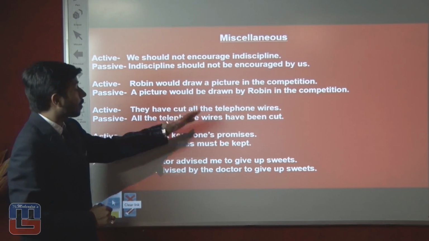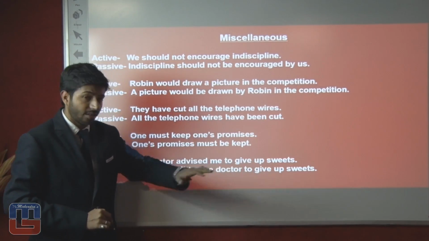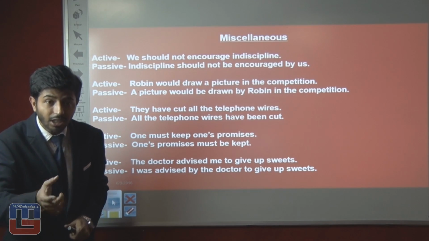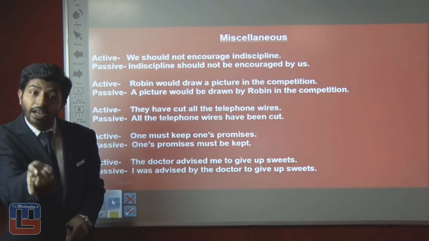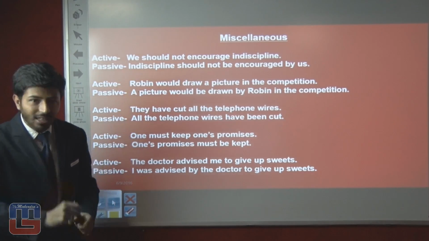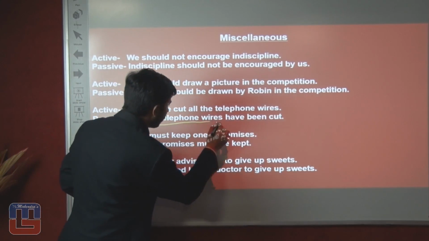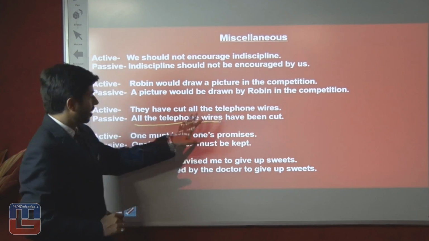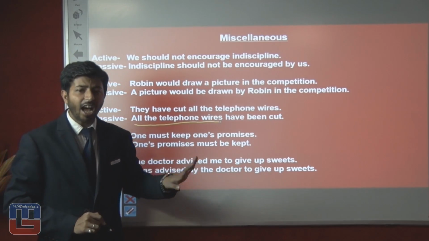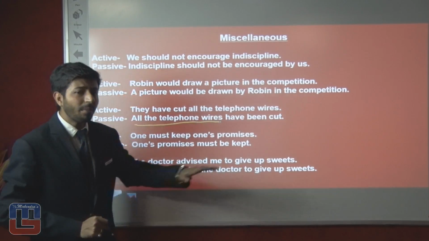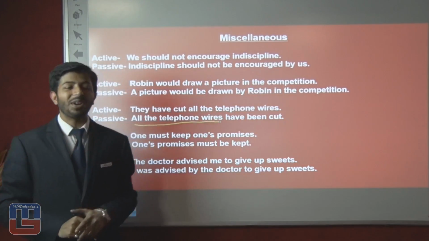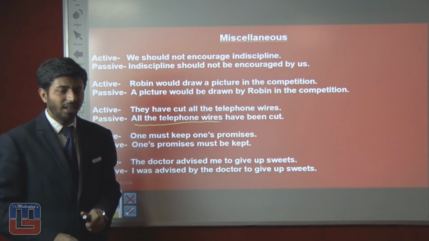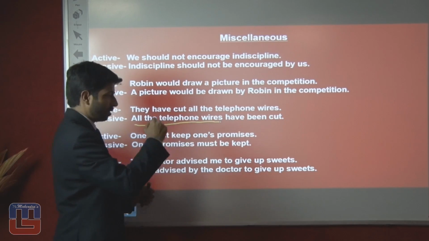Next, they have cut all the telephone wires. So all the telephone wires is the object of the active voice. It becomes the subject of the passive voice. That's the reason all the telephone wires is written here, and have been cut. They have cut all the telephone wires, but by them is not used here because it is not necessary. It looks vague. It is not necessary. Therefore, by them is not used.